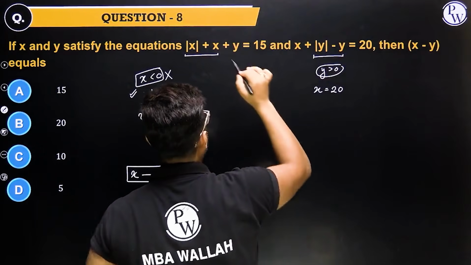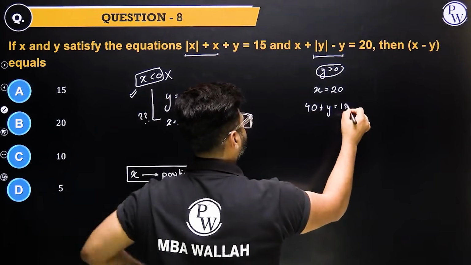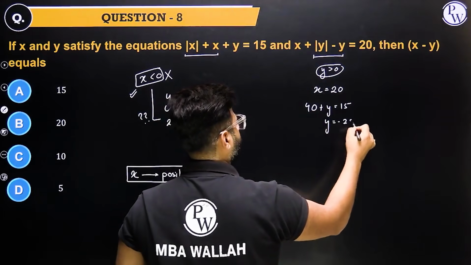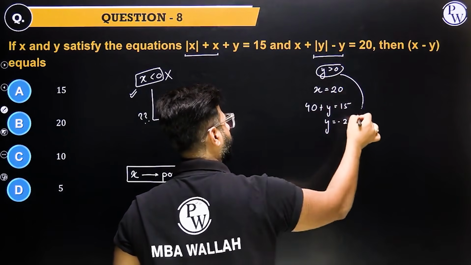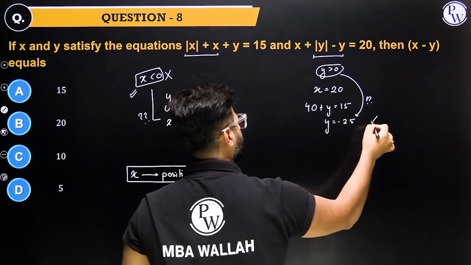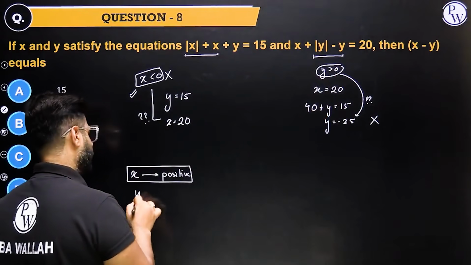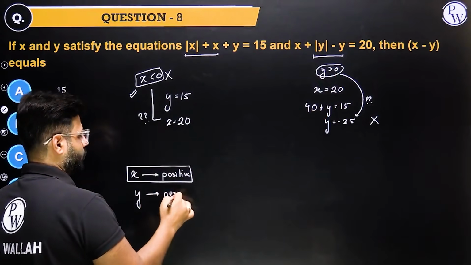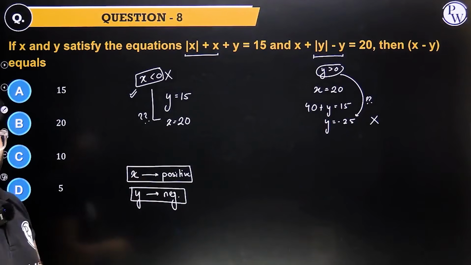Let's put x 20 over here. 20 plus 20 will come out to be 40 plus y equals to 15. y comes out to be minus 25. But we assumed y to be greater than 0. Then only we got x 20. Again contradictory. So this scenario is also not possible. That means y cannot be positive. y has to be negative. So now you know your scenarios, x positive and y negative, finish it off.